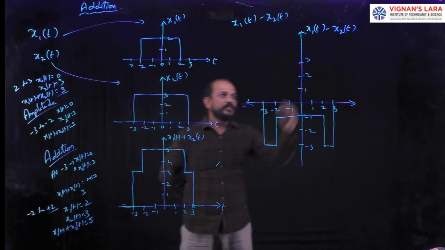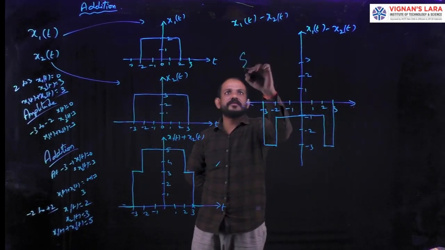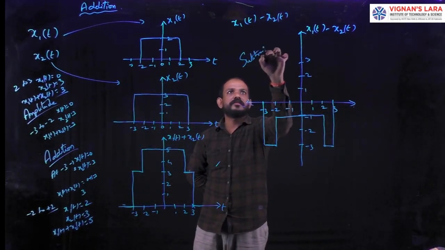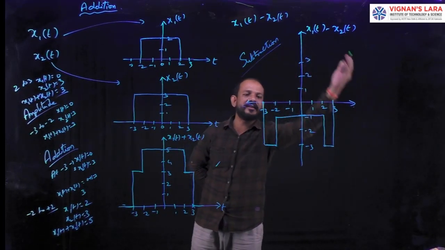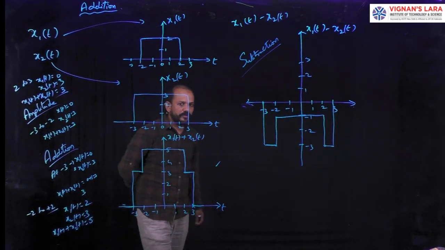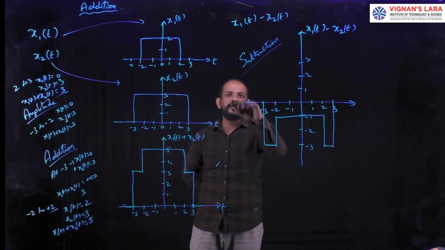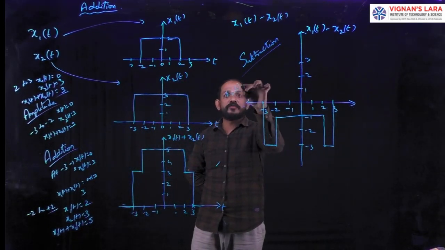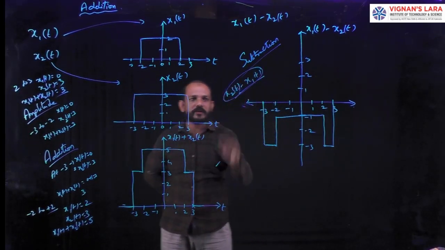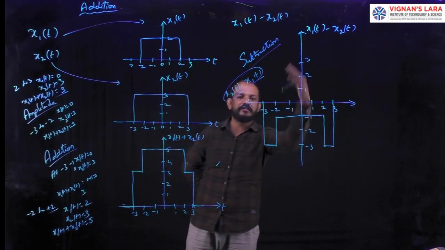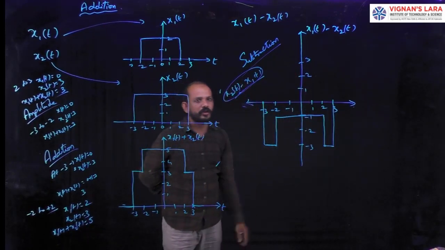So this is the subtraction operation, that is x1 of t minus x2 of t. So I am giving you the operation x2 of t minus x1 of t to do at your home for practice. Simply, it will come as the reverse of this.